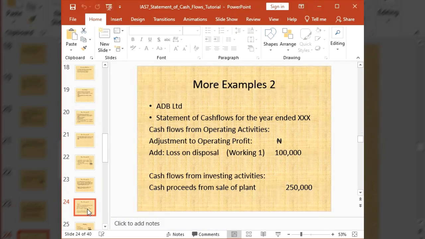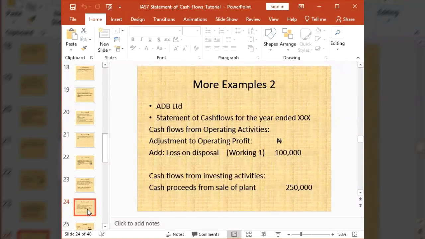Now, basically what we want to do is to adhere to the presentation requirements in IAS 7. First and foremost, I've always insisted that when students are asked to present or prepare the statement of cash flows, you should always start with the name of the reporting entity. Here, the name of the reporting entity is ADB Limited. And then we move to statement of cash flows for the year ended XXX.